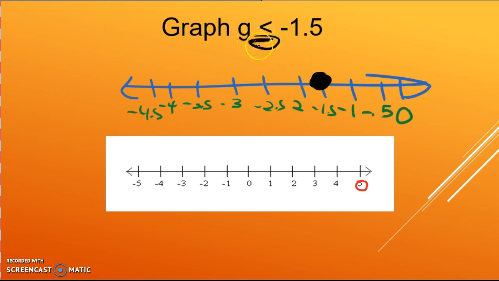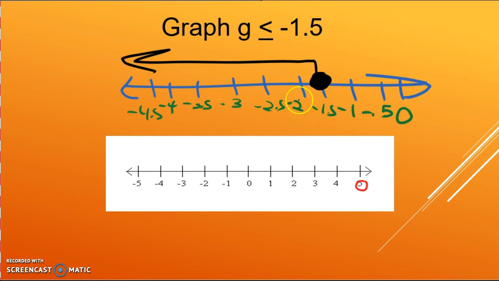This line over here tells me that I need a closed dot. And then I am going to go to the left. Remember, if you're ever confused about which way to go, just look at a number that's below where you plotted and above where you plotted, and then see what happens.